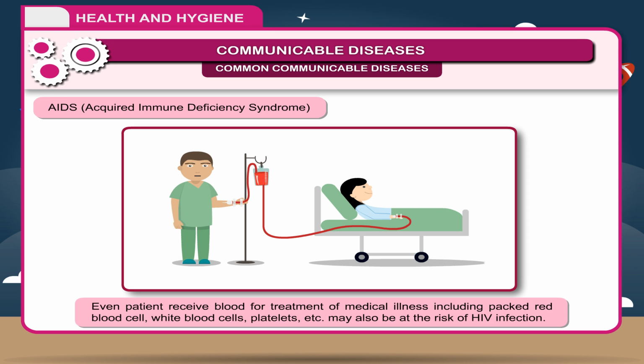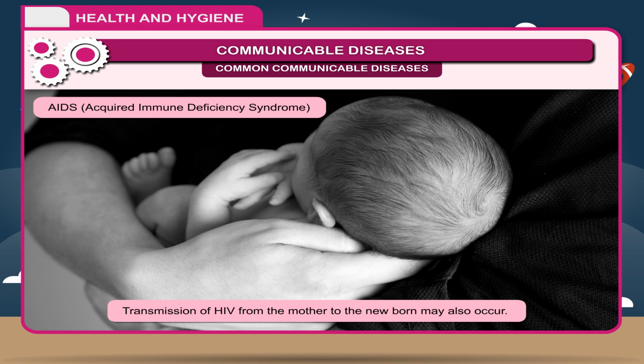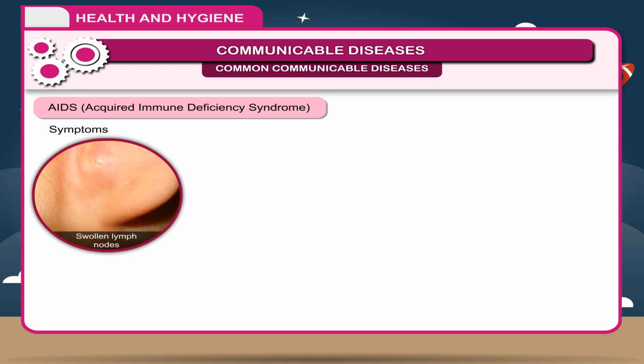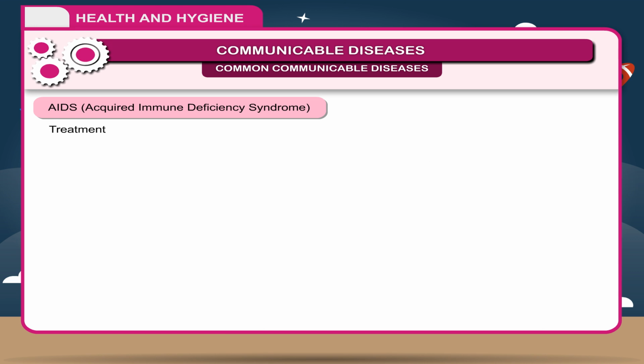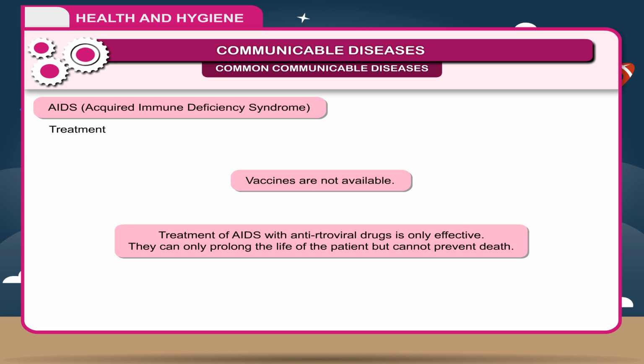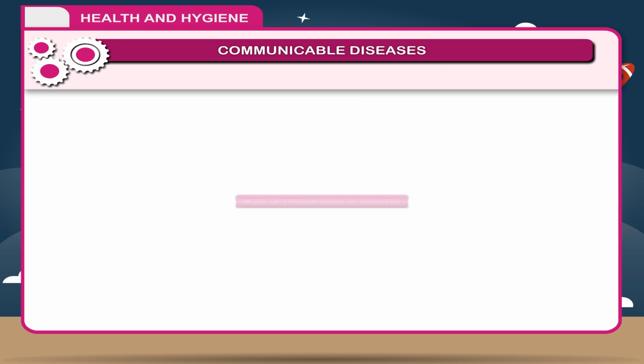Even patients who receive blood for treatment of medical illness, including packed red blood cells, white blood cells, platelets, etc., may also be at risk of HIV infection. Transmission of HIV from the mother to the newborn may also occur. Symptoms: swollen lymph nodes, fever, weight loss, weak immune system. Treatment: vaccines are not available. Treatment of AIDS with antiretroviral drugs is the only effective option. They can only prolong the life of the patient but cannot prevent death.